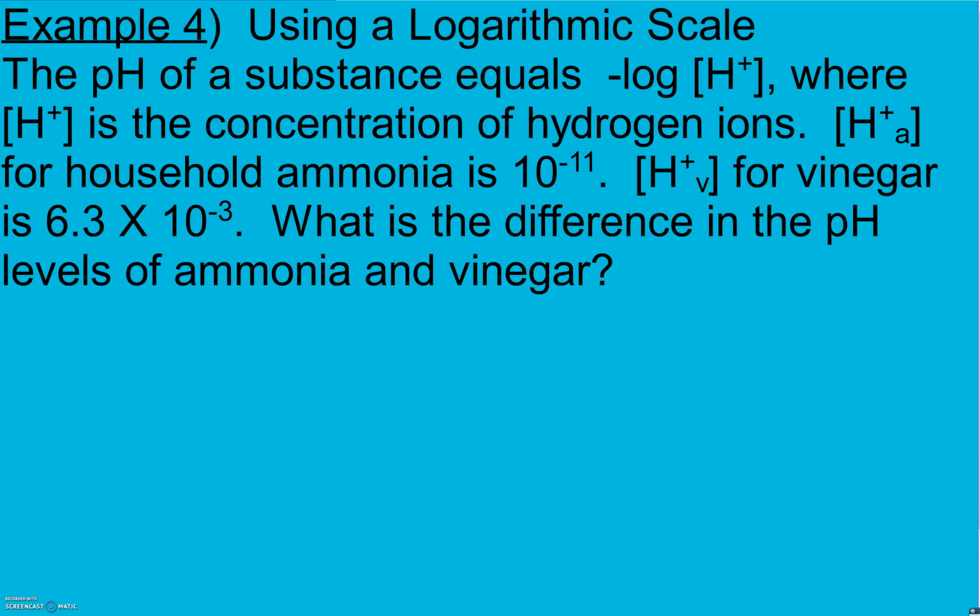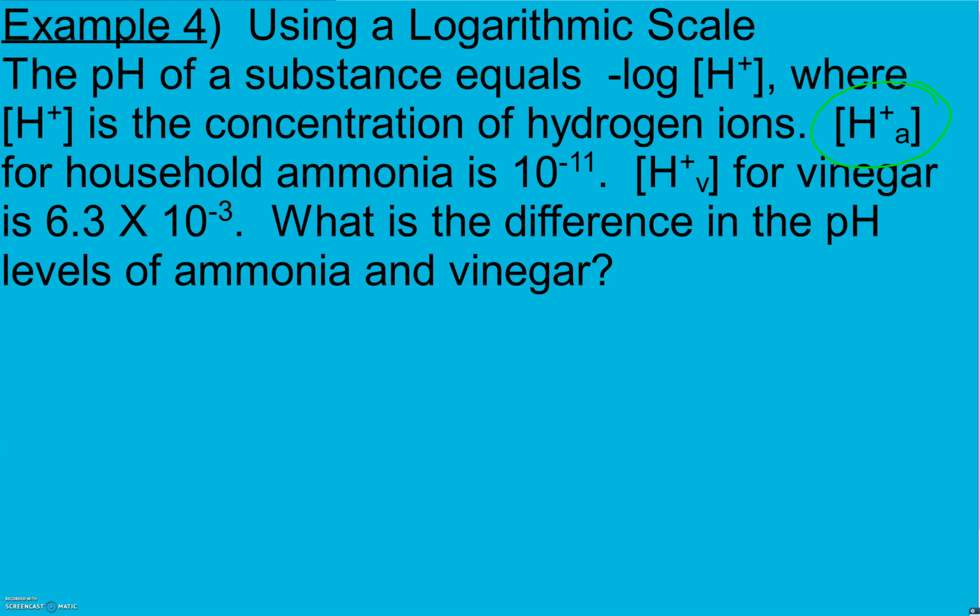Starting example 4 here, the pH of a substance equals negative log of H plus, where H plus is the concentration of hydrogen ions. The concentration of hydrogen ions for ammonia is 10 to the negative 11th power. The concentration of hydrogen ions for vinegar here is 6.3 times 10 to the negative 3rd power. What is the difference in pH levels of ammonia and vinegar?